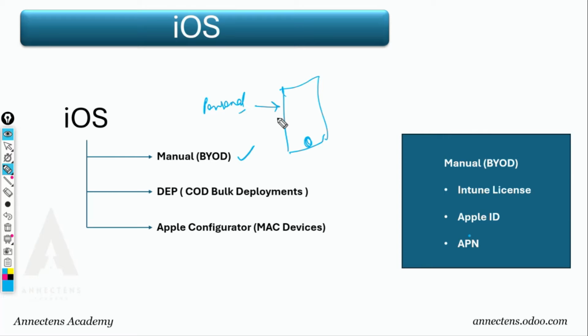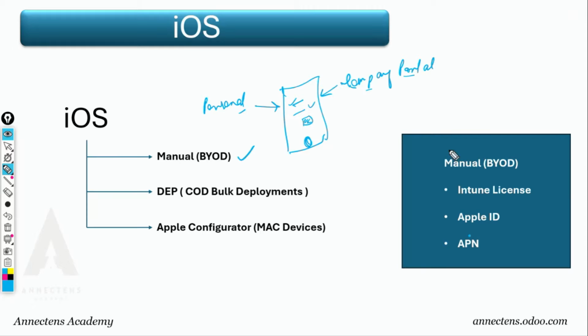Second, the user who is going to do this enrollment needs to install the Company Portal application. You need to install the Company Portal application on this iPhone. In that, he needs to give his login credentials and password, his username and password. That is the way he is going to log in to this device on the Company Portal application.